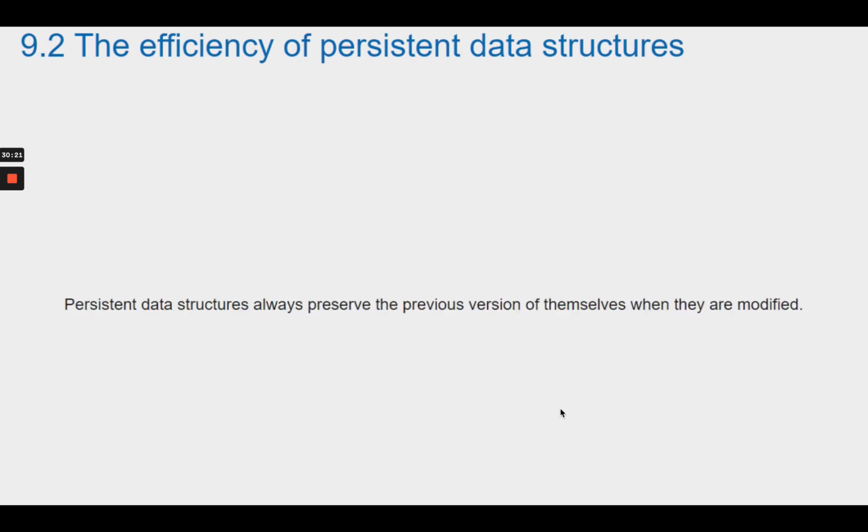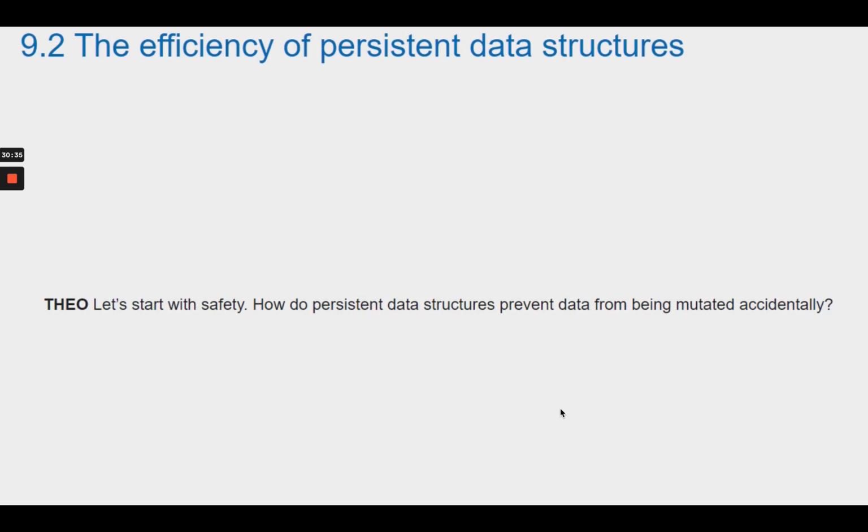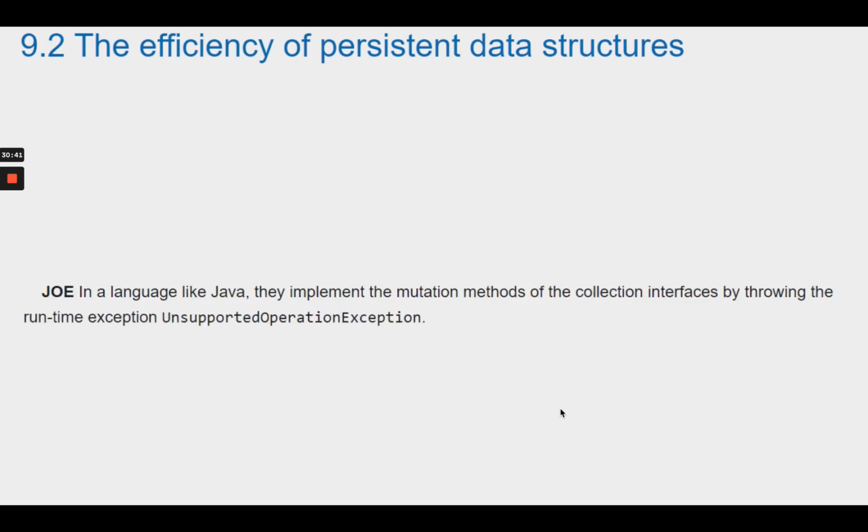Persistent data structures always preserve the previous version of themselves when they are modified. Joe, persistent data structures address the two main limitations of naive structural sharing, safety and performance. Theo, let's start with safety. How do persistent data structures prevent data from being mutated accidentally?